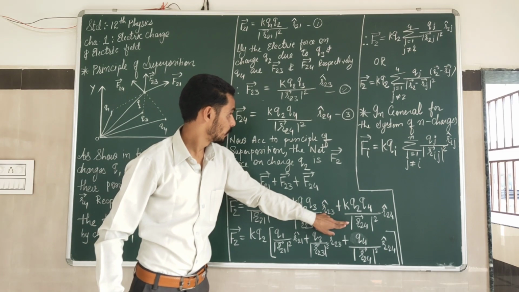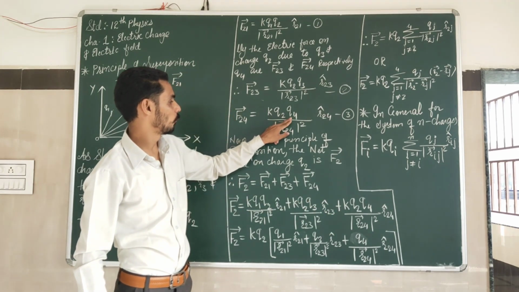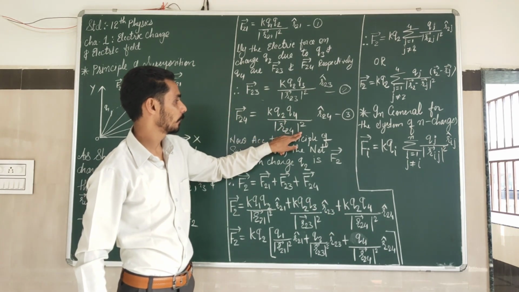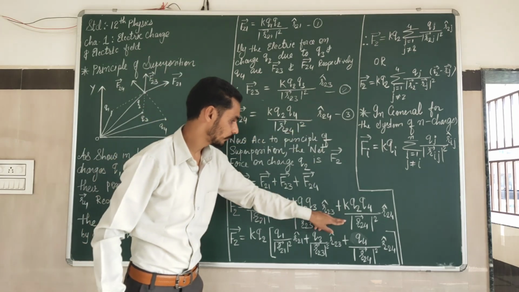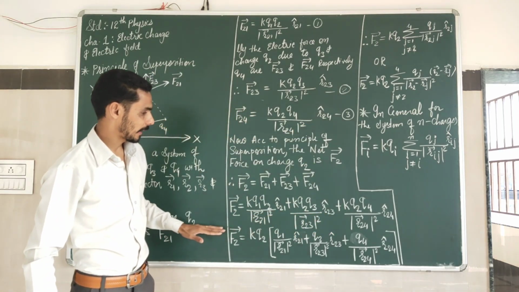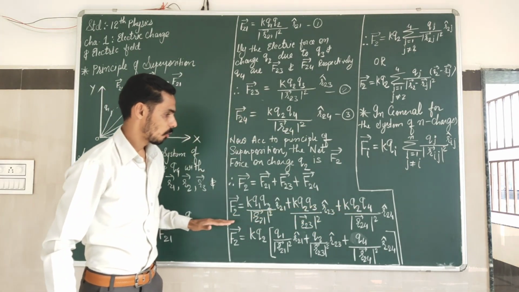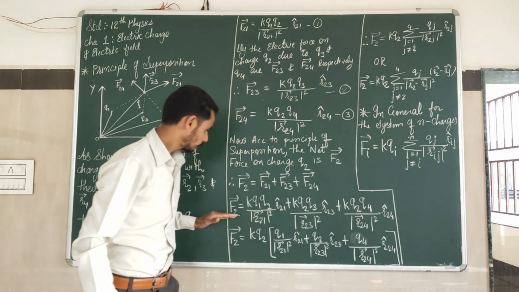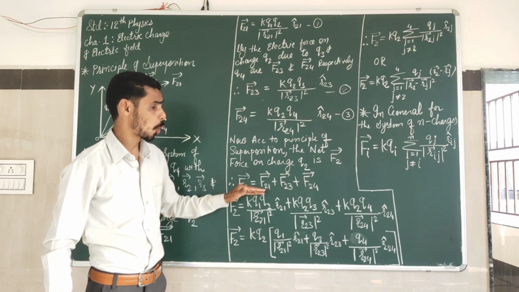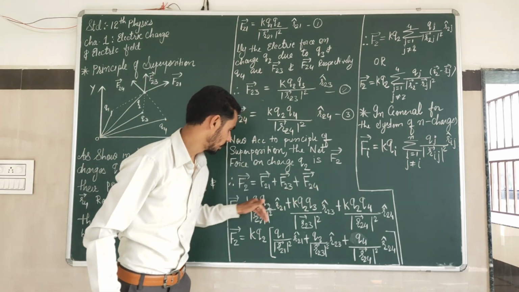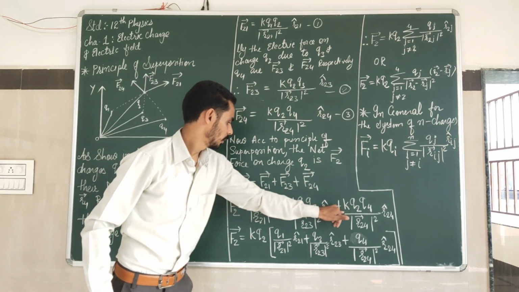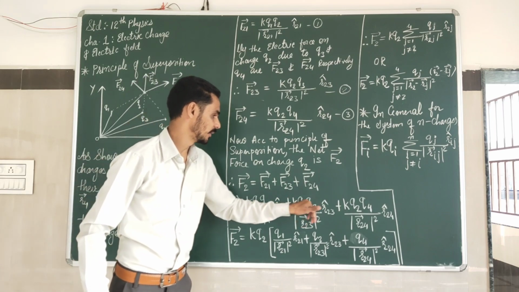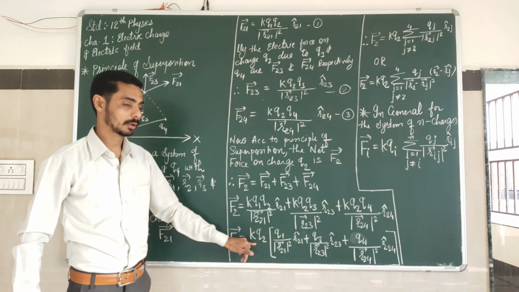F24 value is in place here, from here K Q2 Q4 R24 magnitude square R24 root. So now, among all these three terms, we have A, Q2 common. Among all these three terms, we have A in each term and Q2 in each term, so that we take as common.